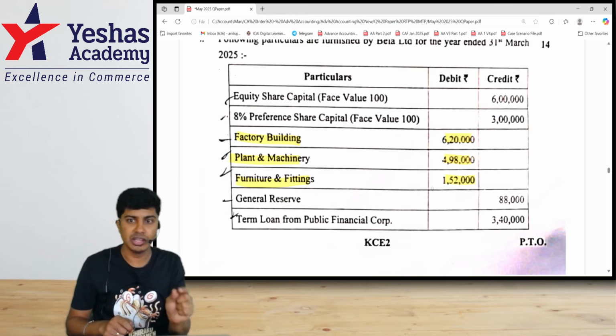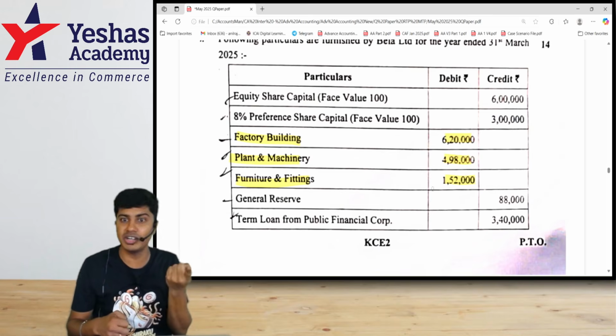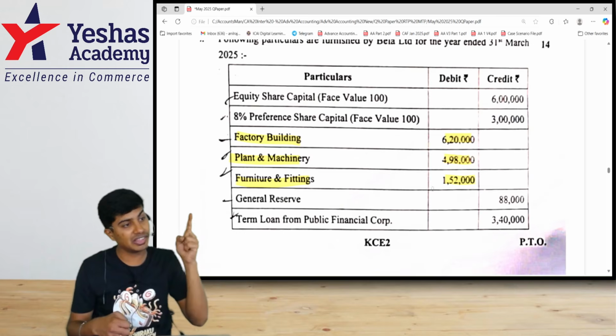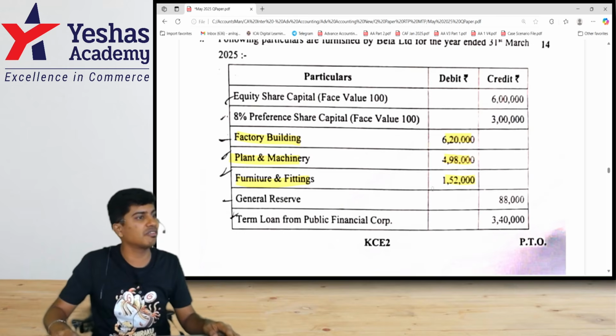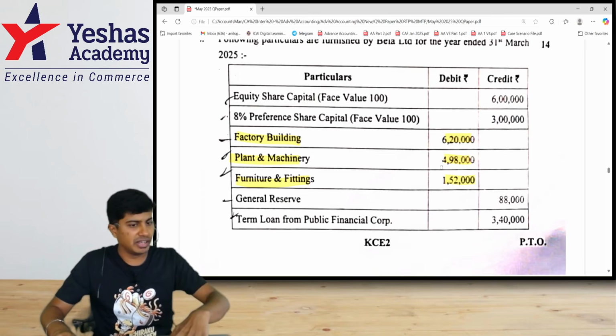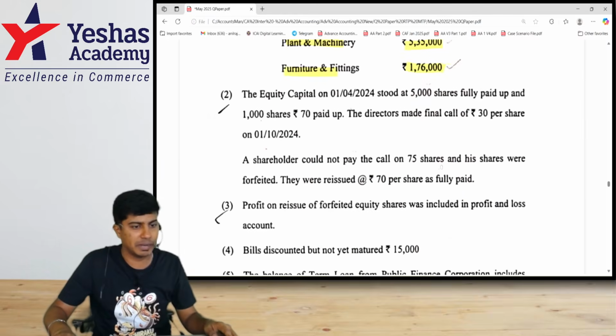accumulated depreciation. A similar question for 20 marks with the P&L I had given to you as master question. There was revaluation also. This question is a simplified version of that question. Anyways, I'll pin that link of that question again. You can revisit that question and practice.